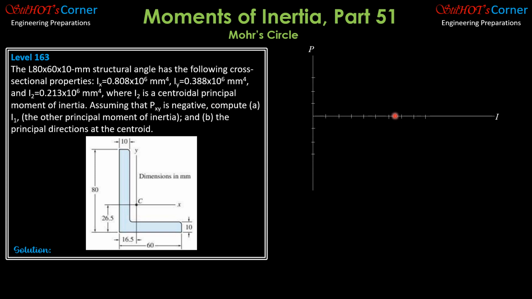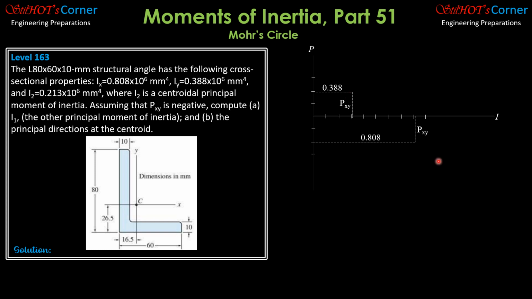So assuming that each graduation is 0.1 times 10 to the 6, 0.808 would be somewhere here, and Pxy is assumed to be negative. No specific value for Pxy as long as it is negative. So this is the first point. There lies the centroidal x-axis. And the other point is 0.388 comma positive Pxy. So connecting these 2 points, that's the diameter of the Mohr circle.